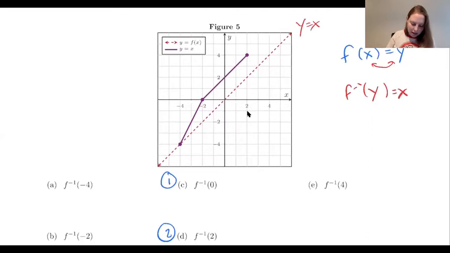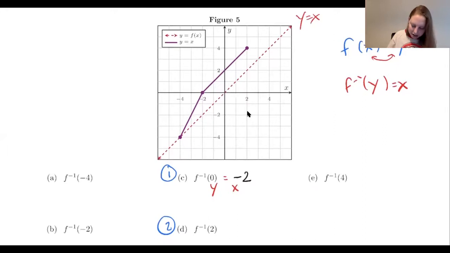So in this case, f inverse of 0, this is like saying when my y value is 0, what's my x value? So in this case, when my y value is 0, my x value is -2.